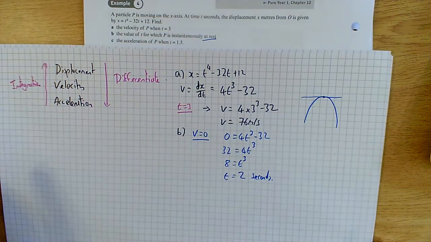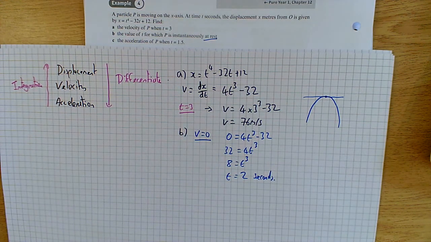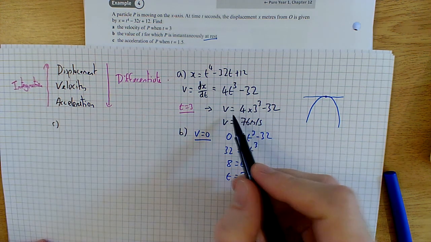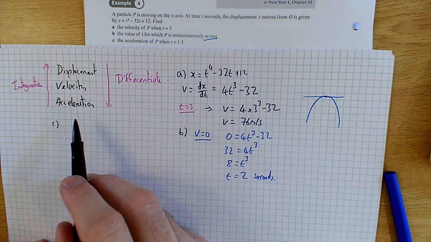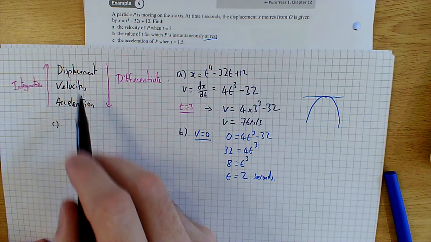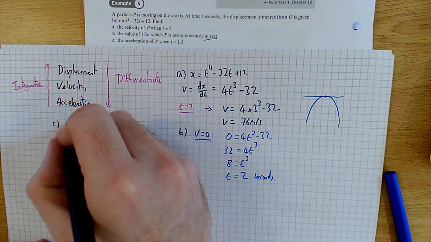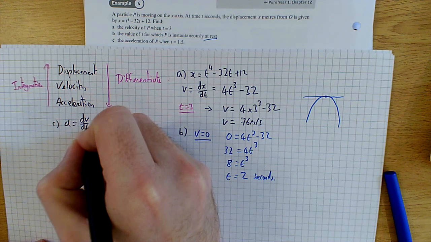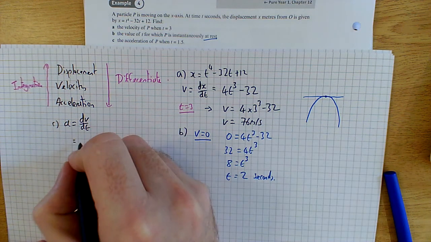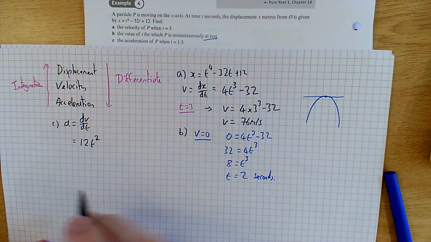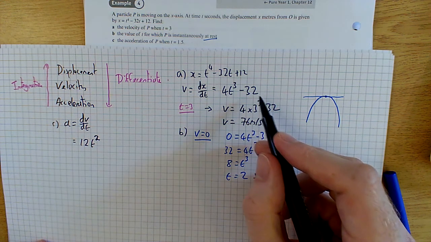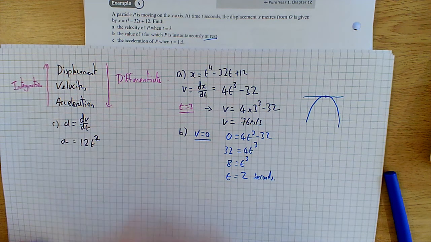Okay. The final part of this question, part C, is asking us for the acceleration when t is equal to 1.5. Well, we have an expression for velocity. It's here, 4t cubed minus 32, that's velocity. And so if we want to find acceleration, we are going to move down, so we're differentiating to go from velocity to acceleration. So acceleration is dv by dt, right? And then we just differentiate that expression, 12t squared, right? Because we've multiplied the 4 by the 3. And the minus 32 is going to disappear. So a is 12t squared.